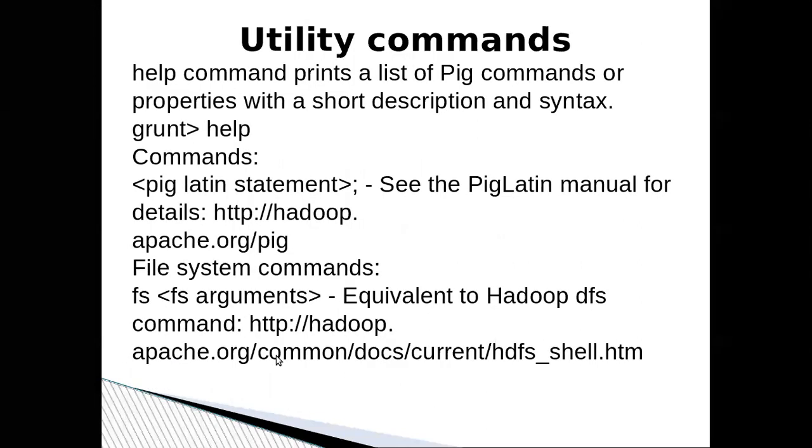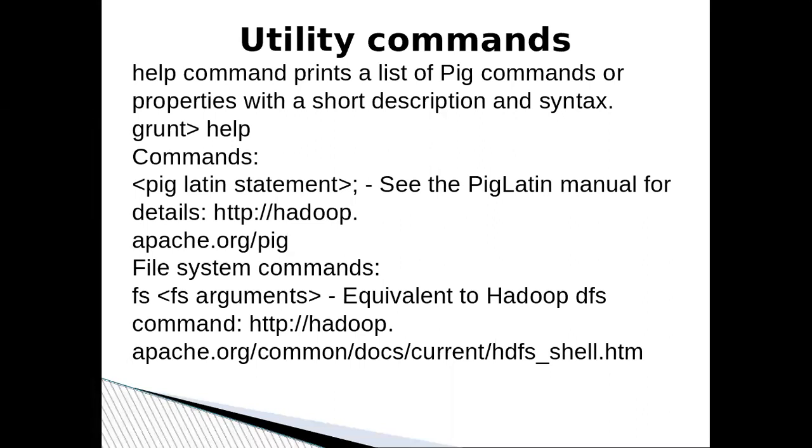Then there are utility commands in the grunt shell. The first one among them is the help command. If you write help, you will get a lot of help about how to use the Pig Latin environment. I've just shown you a sample output of the help command. It shows that in grunt you can have this fs command. The syntax is fs followed by fs arguments. Details are there at apache.org/common docs.